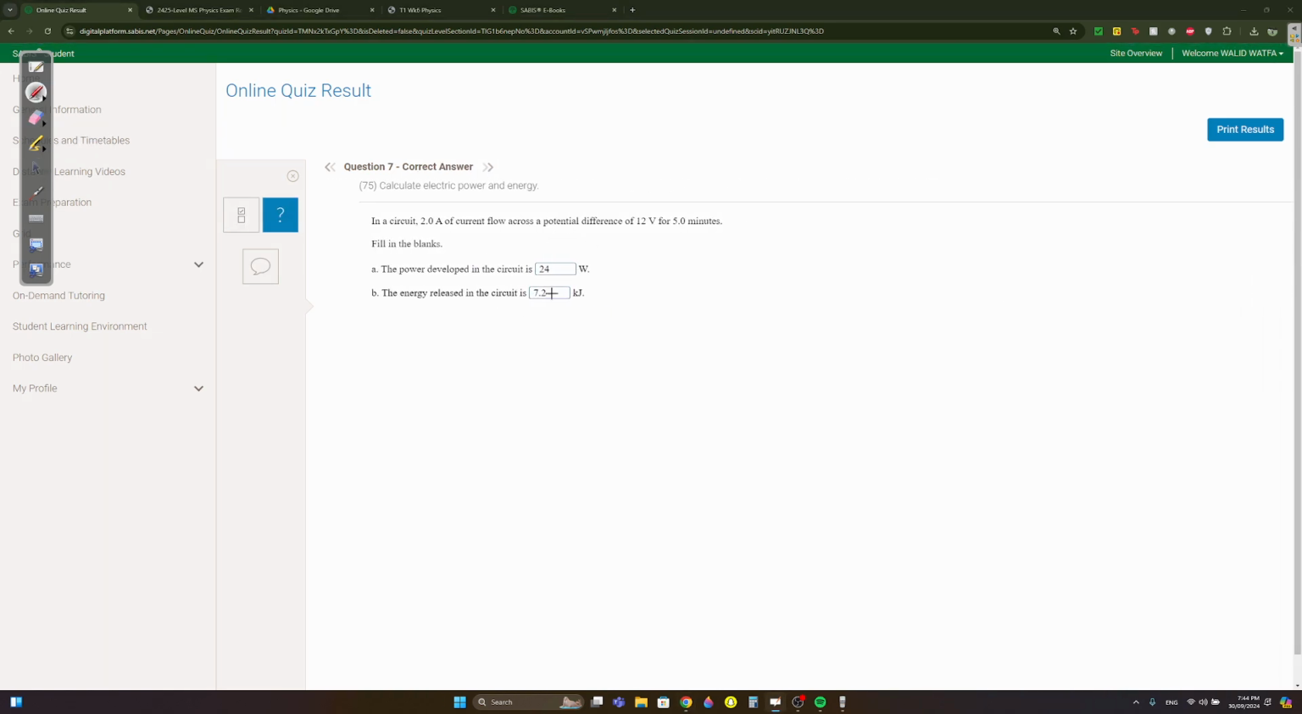Question 7. In a circuit, 2 amperes flows across a potential difference of 12 volts for 5 minutes. What is the power? We have I equals 2, V equals 12, and T equals 5 minutes, which I'm going to convert to seconds. The first equation for power is work divided by time, but we don't have any work here. So we use the other equation for power, which I told you to memorize: P equals IV. The current is 2, the voltage is 12, so 24 watts.